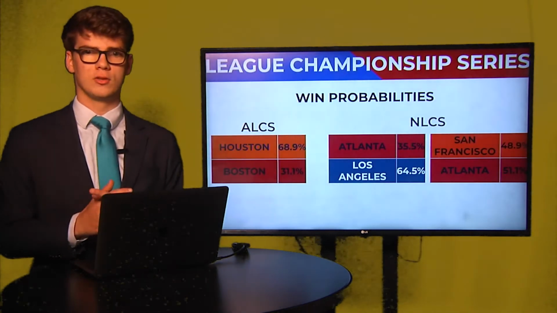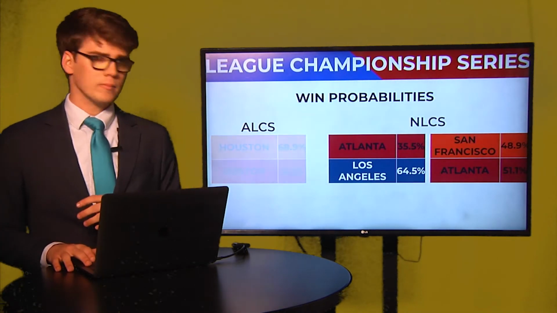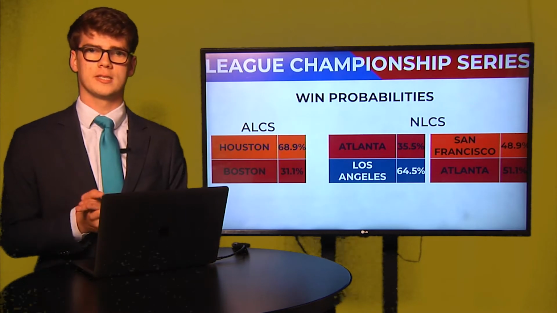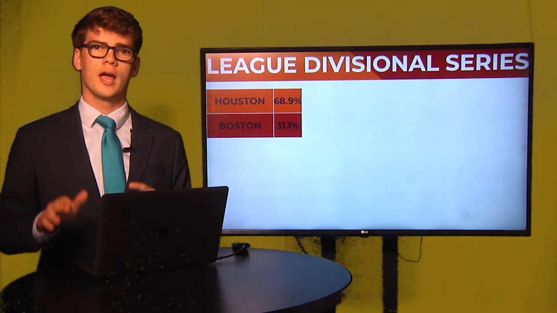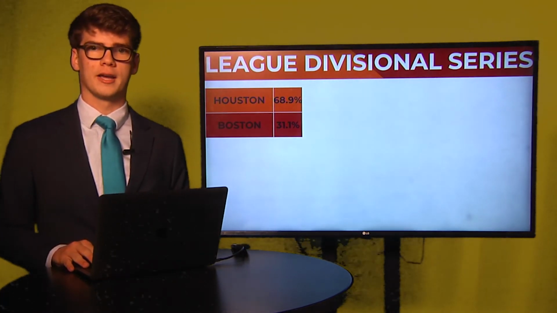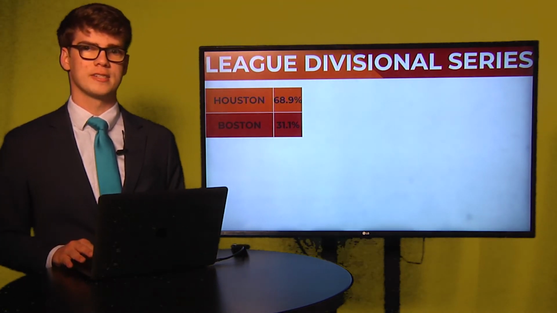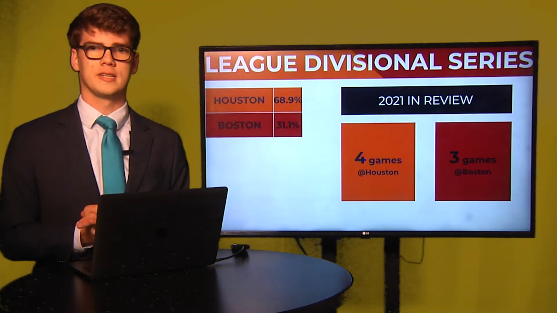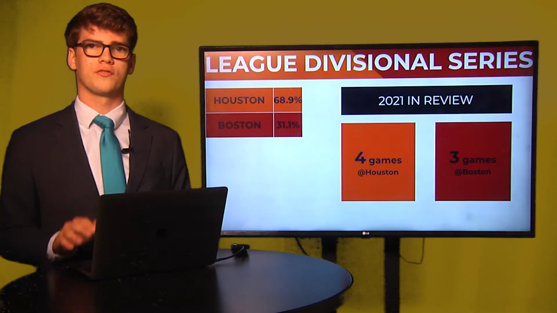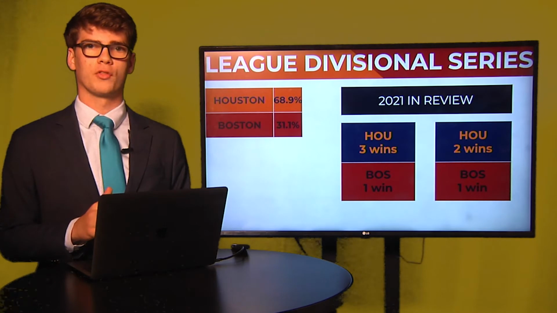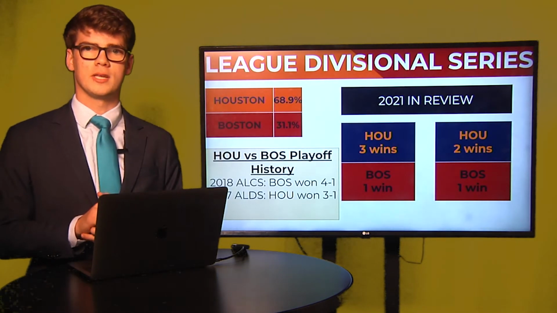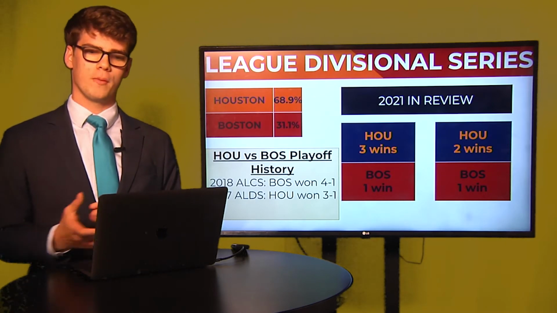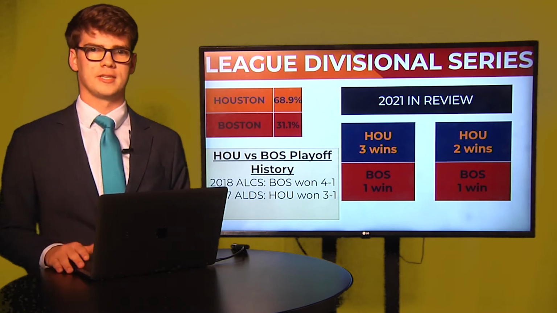Now diving into the ALCS matchup. The Houston Astros won the series in 68.9% of simulations and are matching up against a Boston team that they have faced 7 times so far this season. The Astros won the series 5-2, dropping one game both at home and away. This is also the third time that these two teams will face in the postseason, all of their matchups coming in the last 5 seasons.